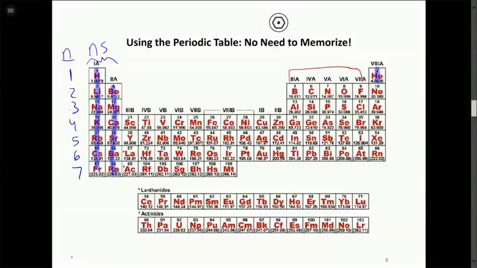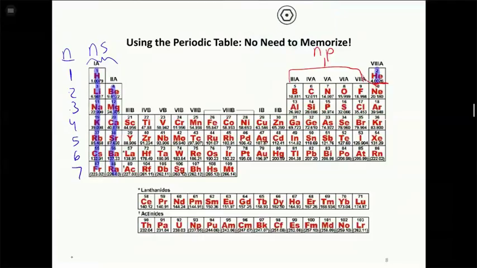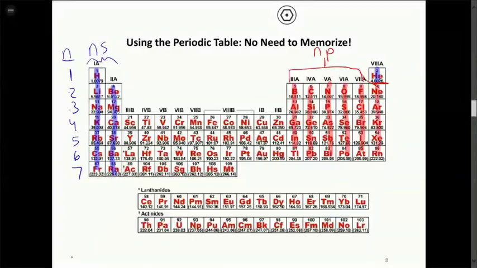These last 6 columns here, excluding helium, so it's a little hard to draw. This is going to be the NP block. As we go through this part of the periodic table, we're adding electrons to P subshells. We'll get a bunch of examples later that will illustrate that. All 6 of these columns are what we call the P block, excluding helium, which is still part of the S block, even though it's in a weird spot.